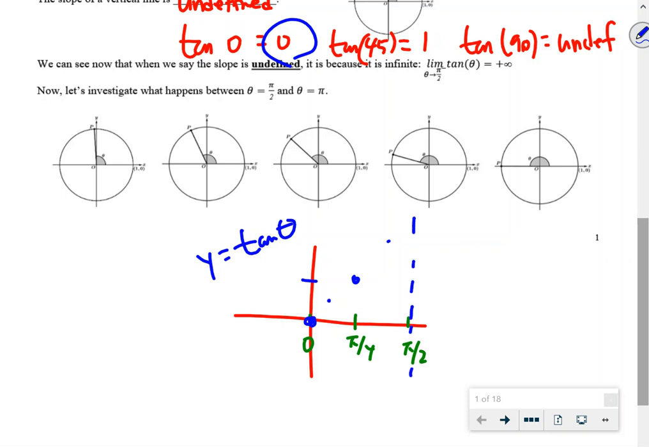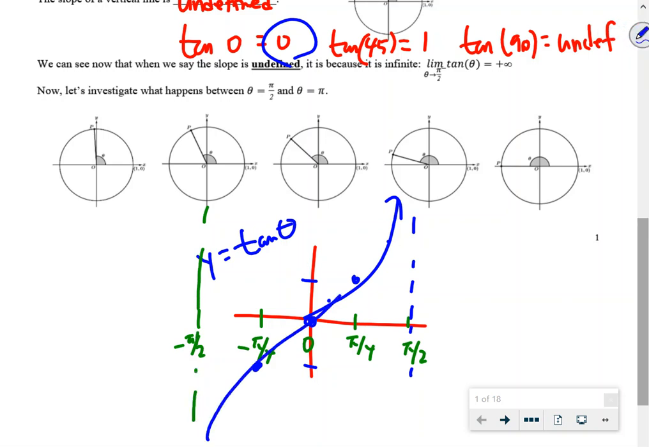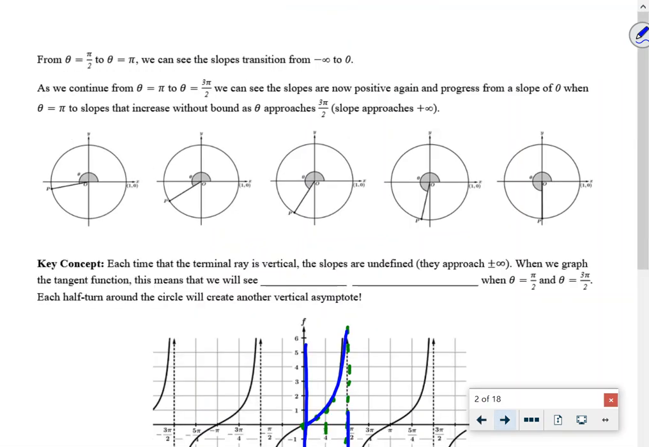What you will see is this will go up like this. We need the same thing for the negative side. When you think about doing tangent of negative pi over 4, this is the same as tangent of 7 pi over 4, then you are going to get negative 1. And then when you do the same thing for negative pi over 2, then you have another asymptote. So what you will see is the tangent graph looks something like this. Something like this.